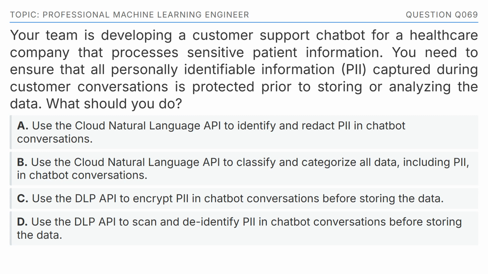The options are: Option A, use the Cloud Natural Language API to identify and redact PII in chatbot conversations. Option B, use the Cloud Natural Language API to classify and categorize all data, including PII, in chatbot conversations. Option C, use the DLP API to encrypt PII in chatbot conversations before storing the data. Option D, use the DLP API to scan and de-identify PII in chatbot conversations before storing the data.